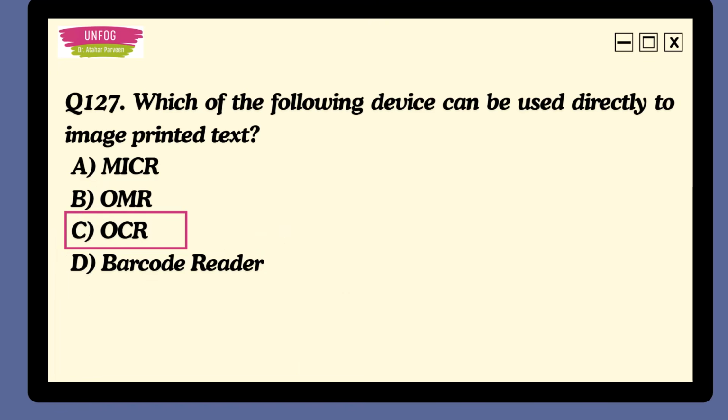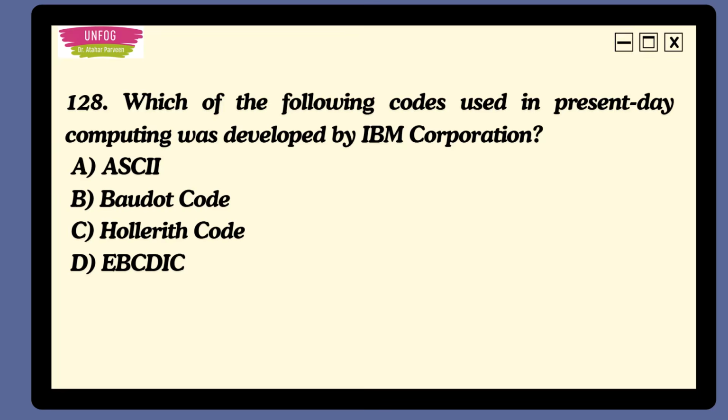Okay. Next question is question 128. Which of the following codes used in present day computing was developed by IBM Corporation? You might have heard this IBM Corporation. Many of our friends, they work in this company. So even today, this IBM Corporation, it is a very prestigious company which contributes in development of computers. Even back then, even years ago in the 90s, this IBM Corporation used to contribute in developing computers, which is why it also made its own code.